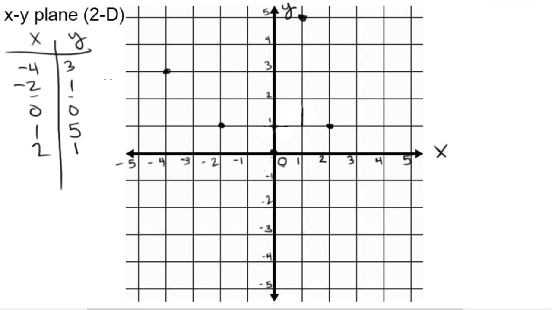This has been an introduction to ordered pairs and functions. Hopefully it was helpful to you.